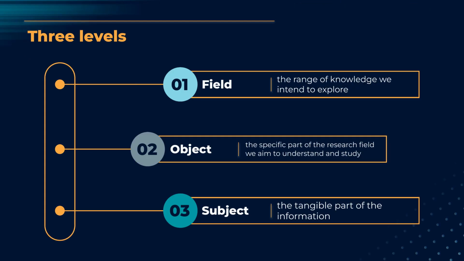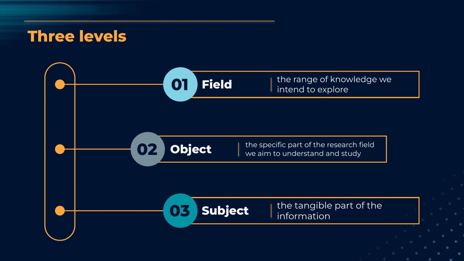Before starting research, it is necessary to clearly define three levels: the field, the object, and the subject of research. The field of research defines the range of knowledge we intend to explore. For example, when learning programming, we explore the field of information technology. That is, how these technologies are generally arranged, their goals, their history, and so on.